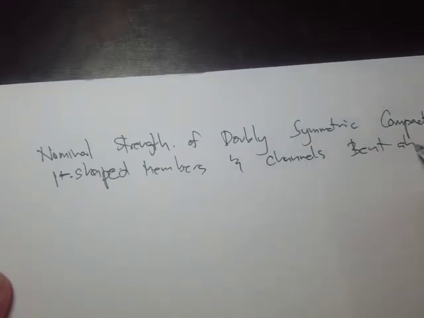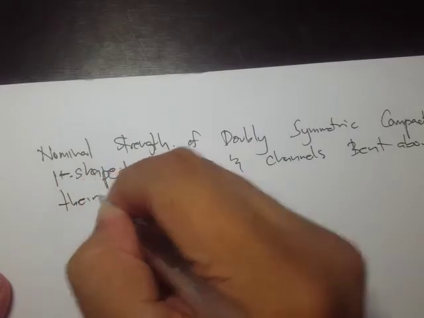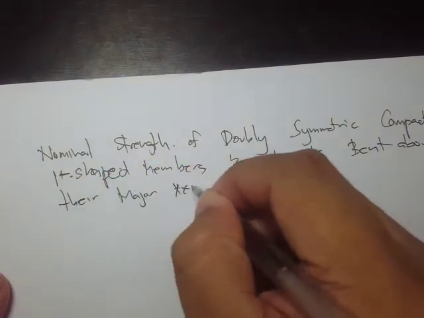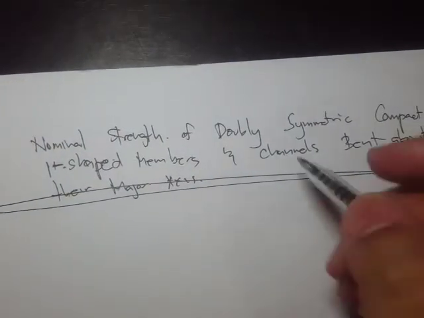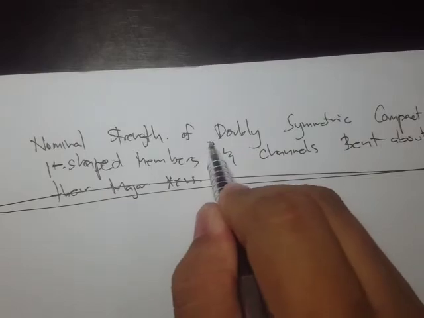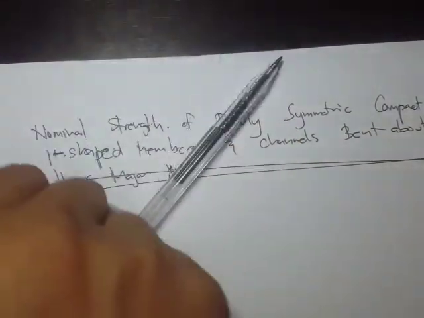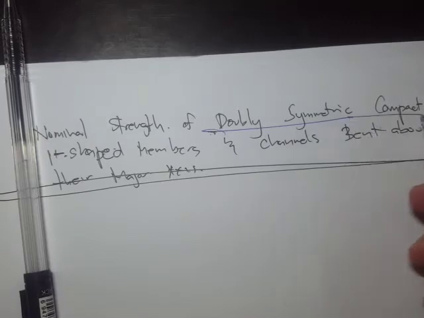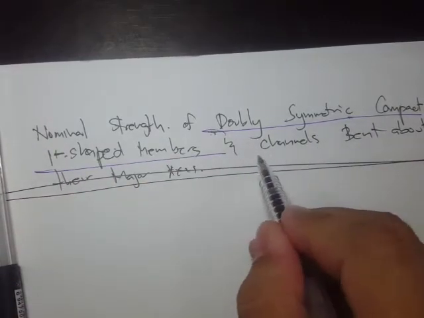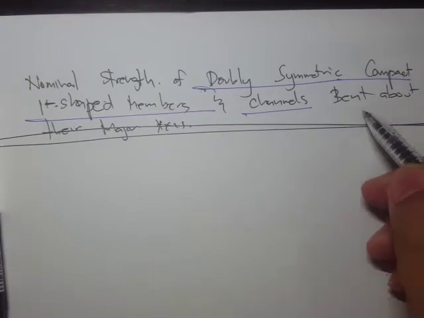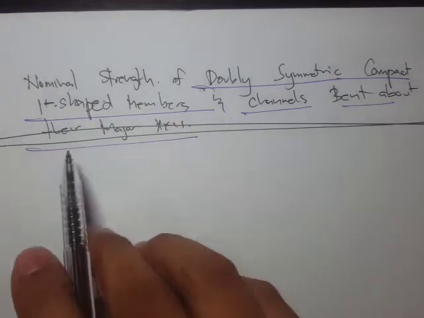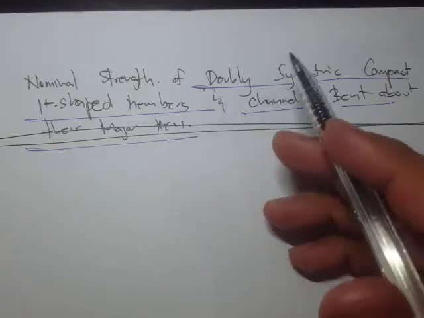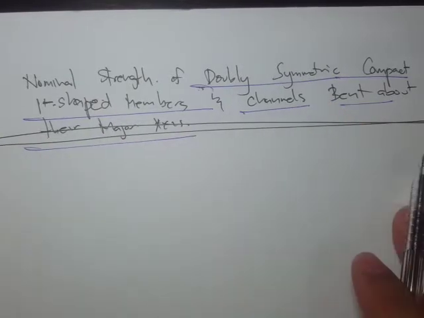We bend about their major axis. Okay, so we will limit our discussion to this doubly symmetric. Okay, so take note that's doubly symmetric compact I-shaped members and channels and bent about their major axis. So if there's any problem or situations that does not meet this criteria, then it means that you cannot use the equations right here.